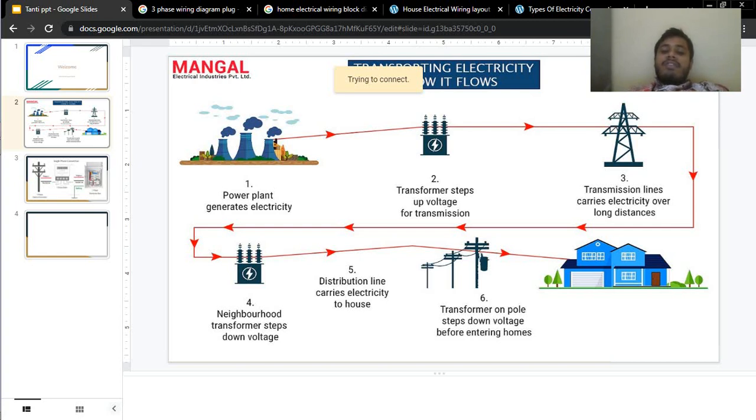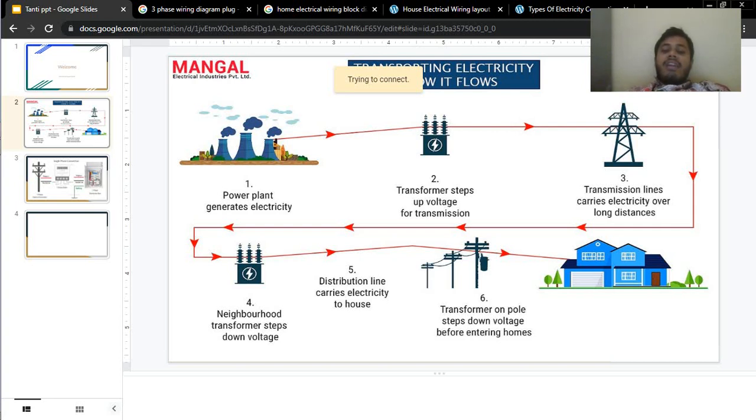It increases the voltage so that we can transmit it, and later we need to reduce it also, according to our uses. By using transmission lines we carry electricity over long distances, using these poles. Then we have this neighborhood transformer, a step down transformer, maybe your local distribution center. The neighborhood transformer steps down the voltage.